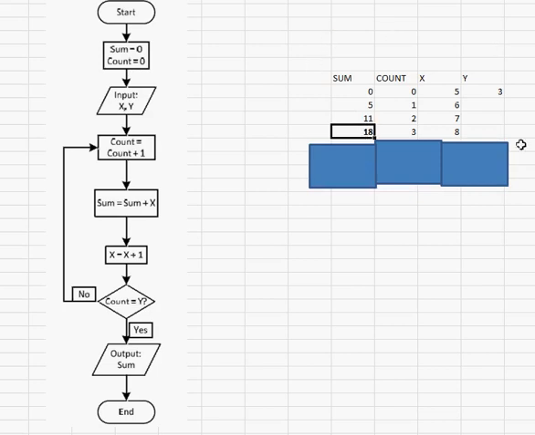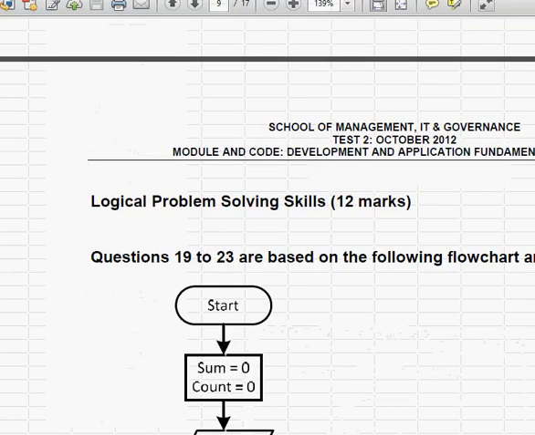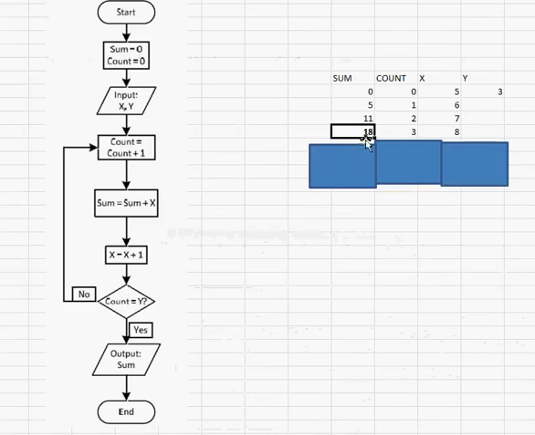Also, it's nice to keep this table because they do ask you certain questions, like, for example, when count is 2, what would the value of x be? And if you, of course, have this table, you would be able to say, well, x would be 7. So this is how you do a flow diagram, and you're basically going to apply this logic to every other flow diagram that you do.